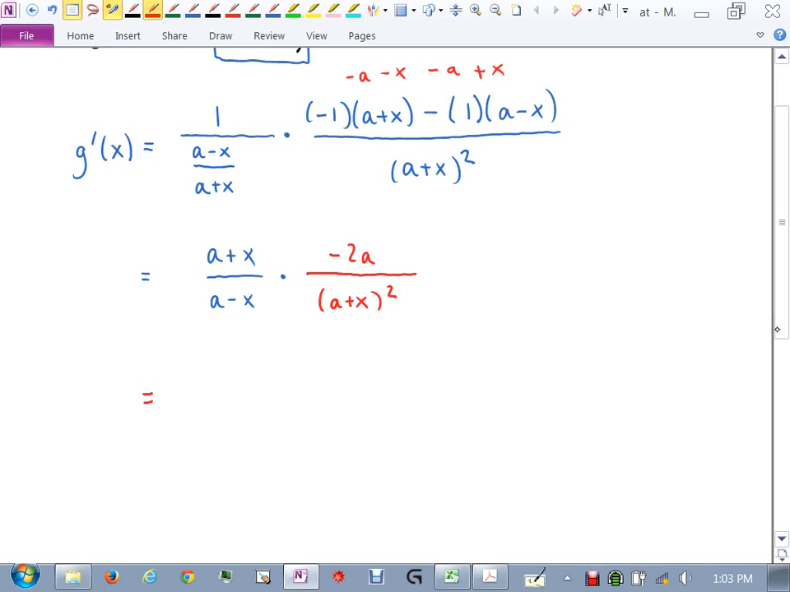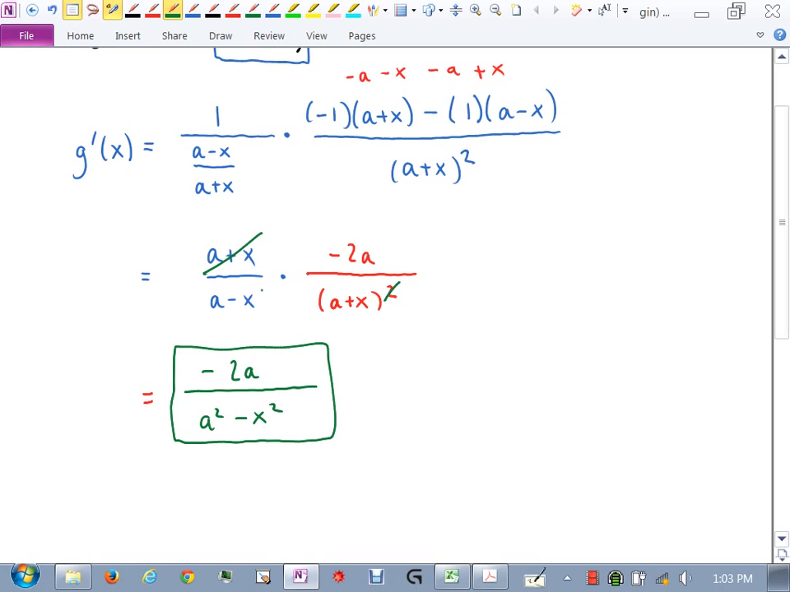You see the cancellation here? One of these cancels with one of those. So you have negative 2a over a squared minus x squared. What happened there? I took these two things that were left on the bottom. I noticed that they were the same thing except for a different sign between them, so it's like a difference of squares. So I just multiplied them back together. You could have left them as separate factors either way. Is that what the book had? That's option one.